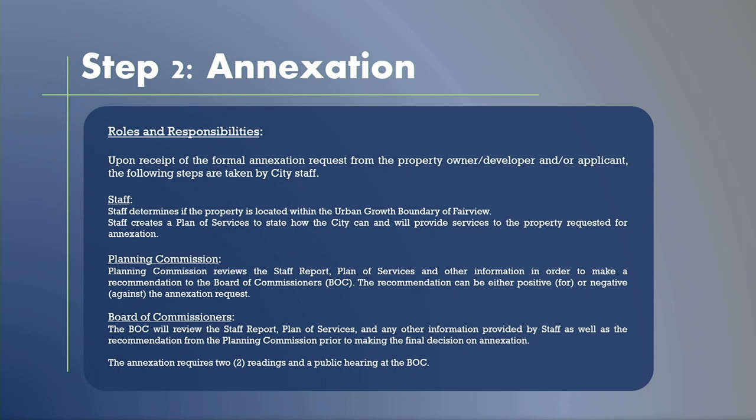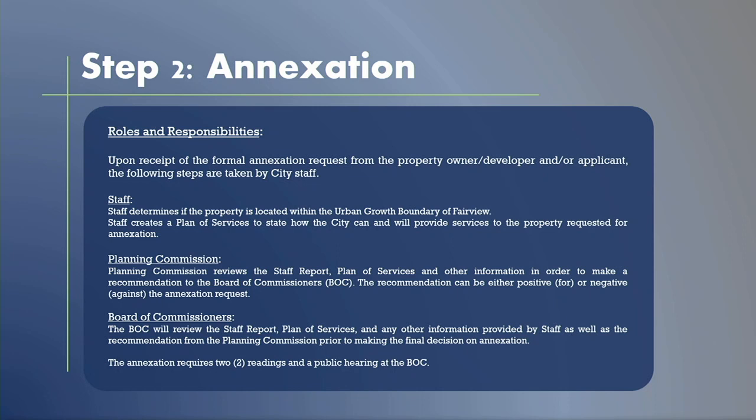Again, it has already been verified at the initial meeting that it's within the urban growth boundary, allowing it to be annexed in. Staff is going to create a plan of services. How is the city going to be able to serve this property when it comes in? This is going to cover fire, police, trash, utilities, school, anything that's done, even zoning and planning services. So how is the city going to serve this property if it's annexed in?